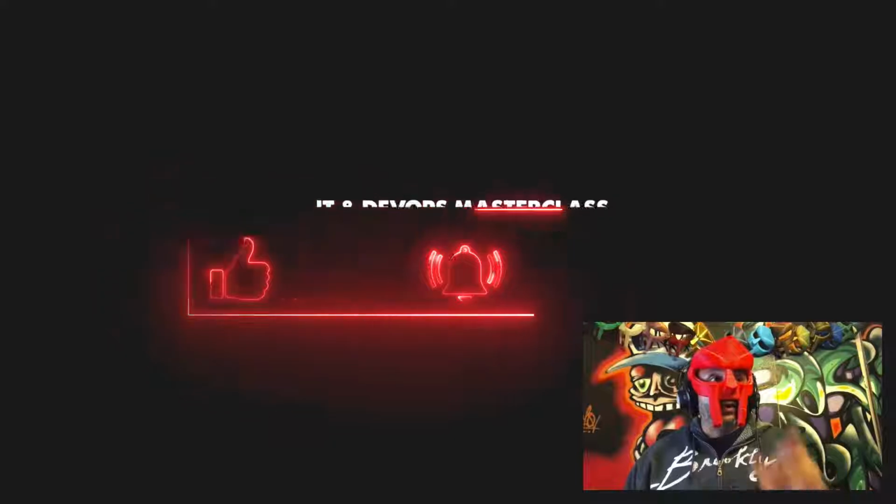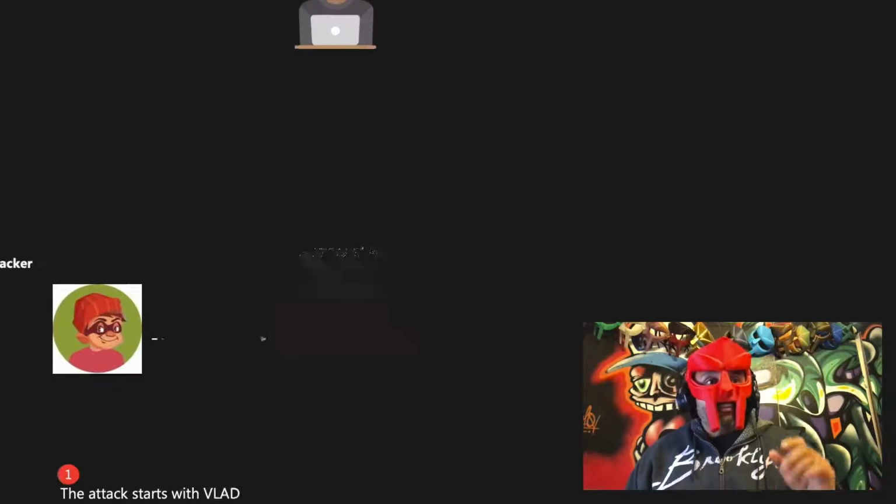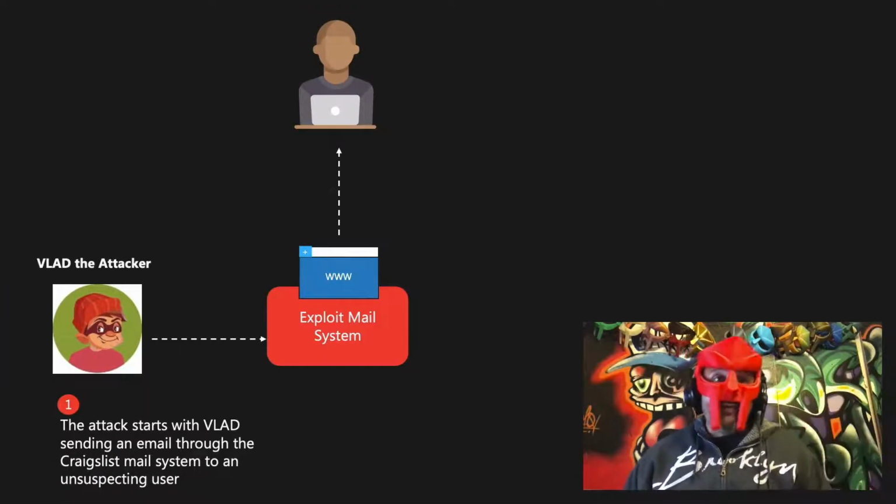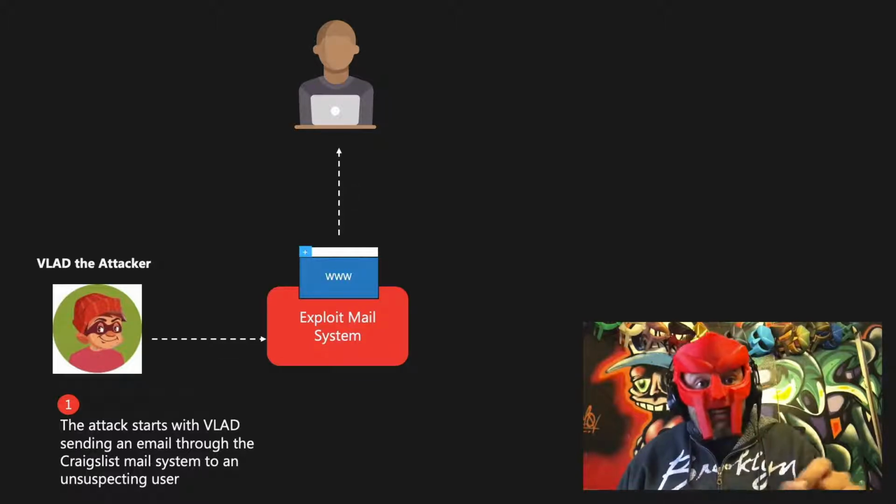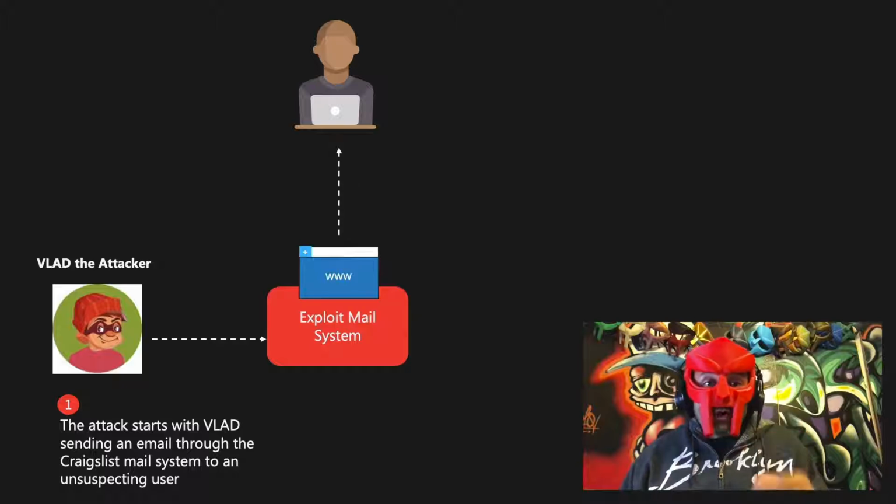I could pinch them. Before we get into the story, let's first have a visual look at what this is all about, so when we look at the story, we can better understand the individual pieces. So, we bring out our old friend Vlad the attacker. Now, the attacker starts with sending an email through the legitimate mail system from Craigslist to an unsuspecting user.